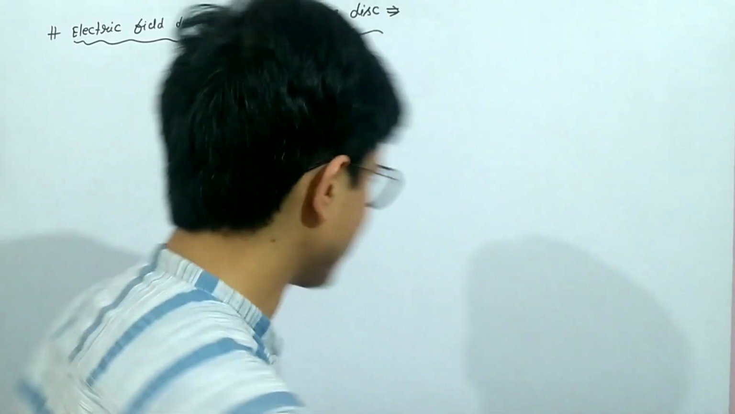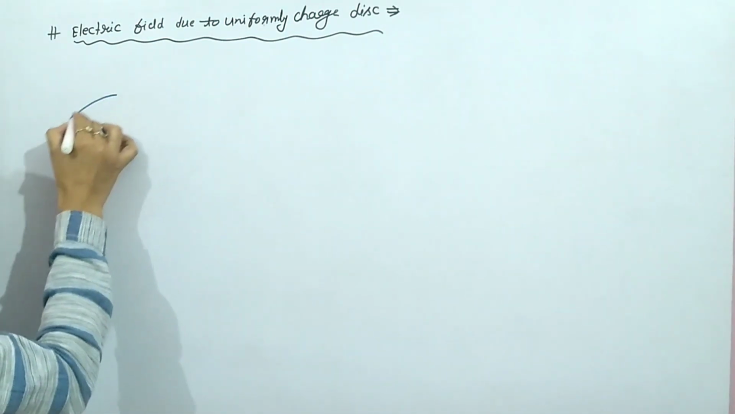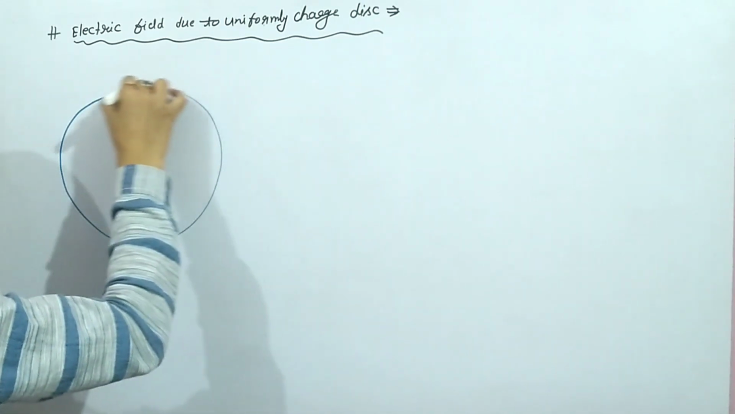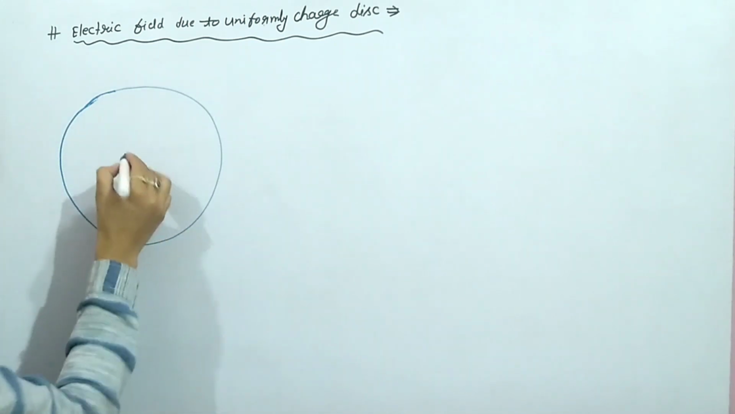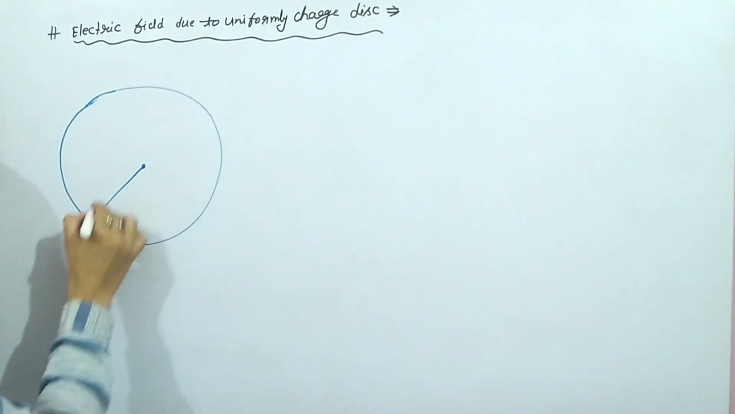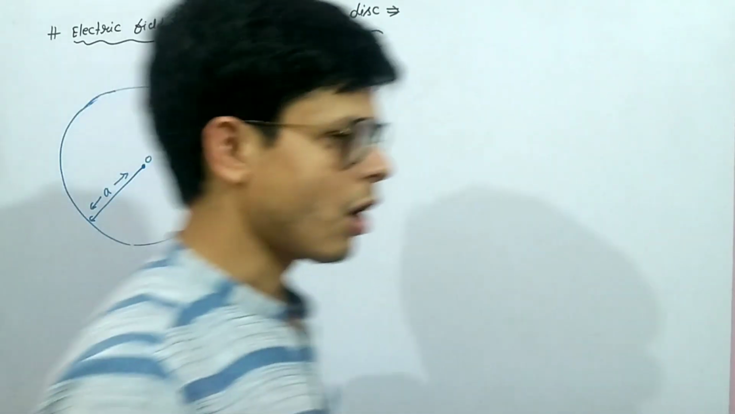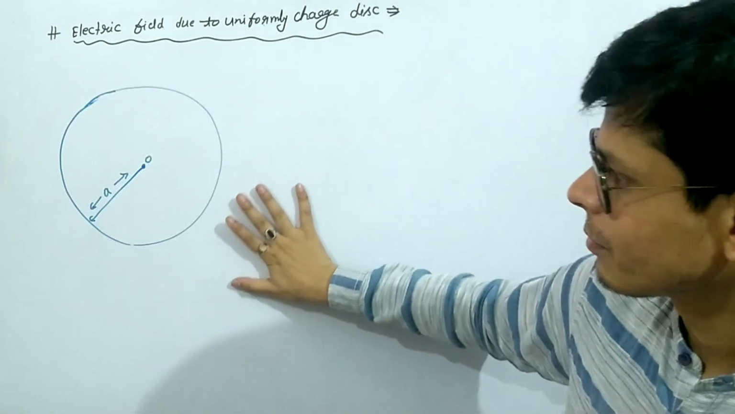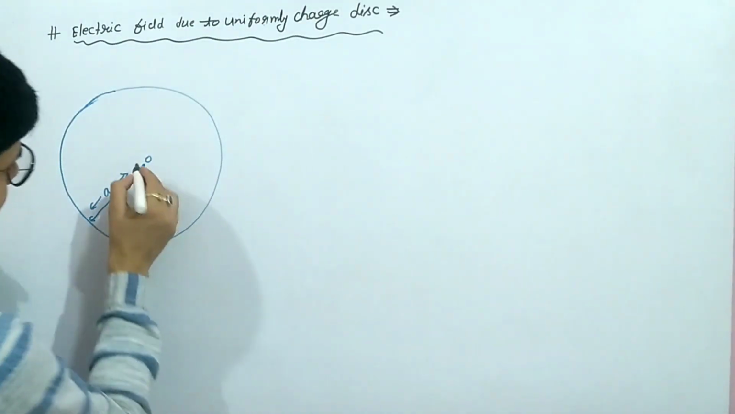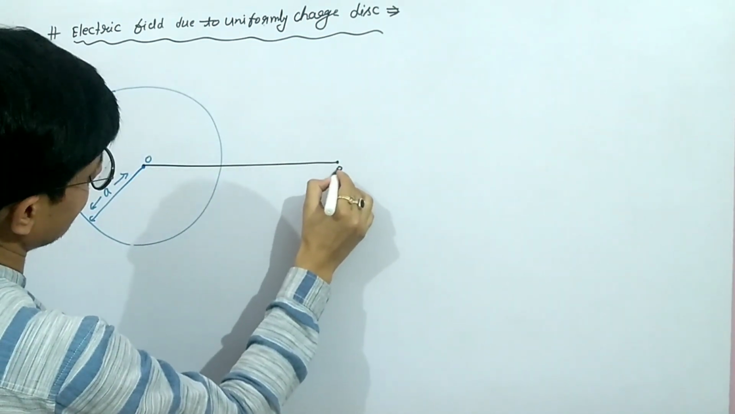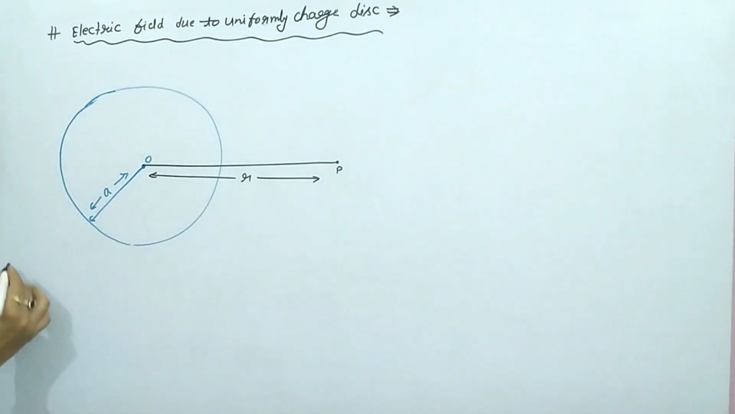Okay, so for that you have to consider a disk. Let this be a disk. अच्छा सा बना लेंगे disk. Let this be a disk of radius a. The radius of this disk is a. Is that clear? Now there is a point P on the axis of the disk at a distance R from the center, where we want to find out the electric field.